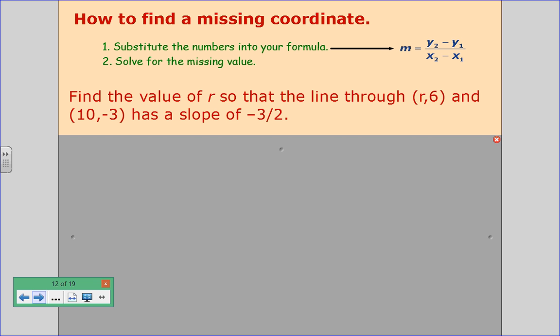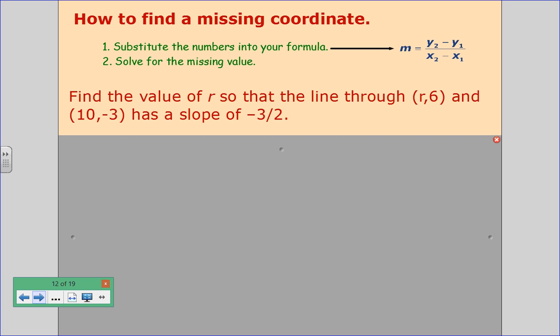All right, so let's apply this a little further. We have our slope formula, and let's look at a problem where we're given the actual slope, but we're missing one of the coordinates. So we're going to find the value of r so that the line through (r, 6) and (10, -3) has a slope of -3/2.